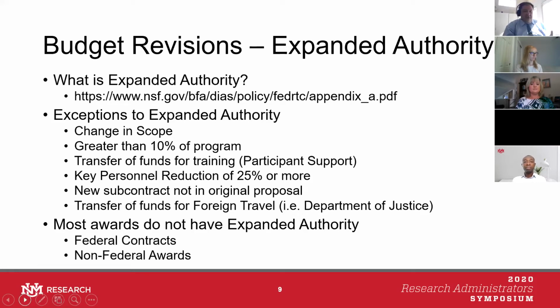For example, change of scope, reduction of key personnel more than 25%, adding a subcontract that wasn't on the original proposal, that's always going to require prior approval just to do it, let alone to rebudget. If there's going to be a change of more than 10% of the program, that requires prior approval. If you're transferring funds from training, participant support, that's going to require prior approval. And some requirements are agency specific. For example, Department of Justice, if you're transferring funds for foreign travel, then you need prior approval.